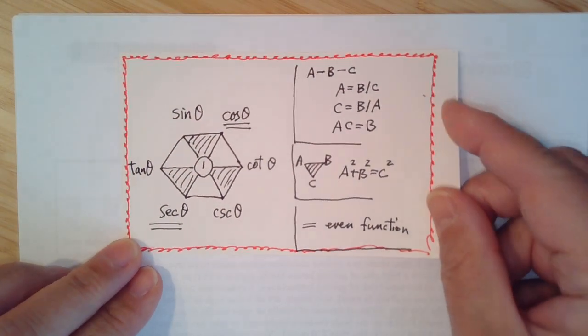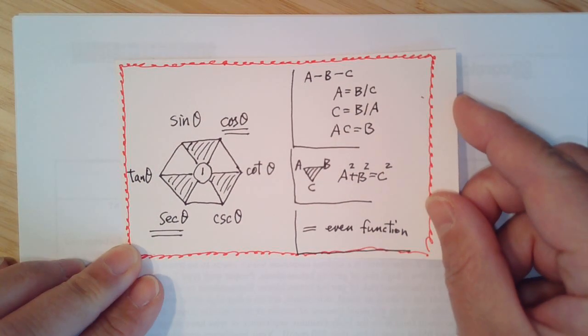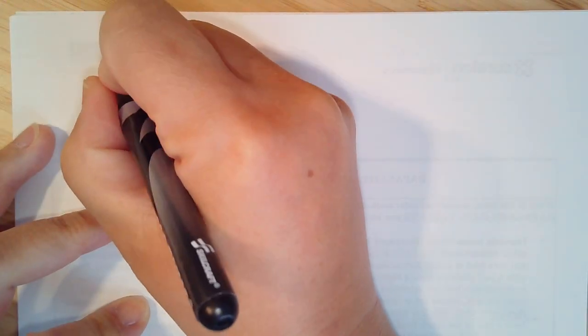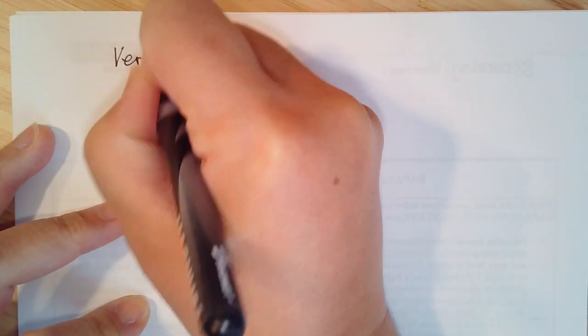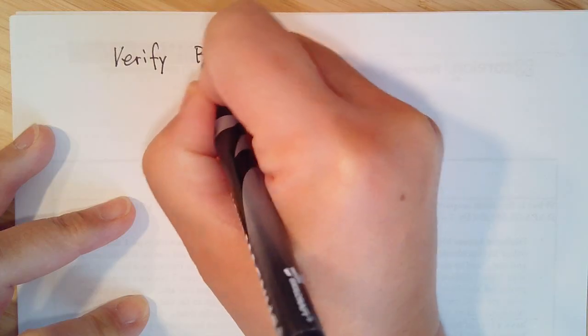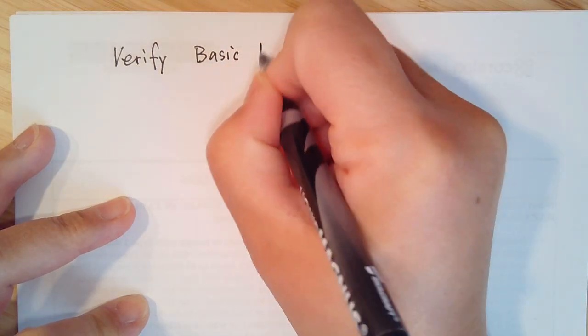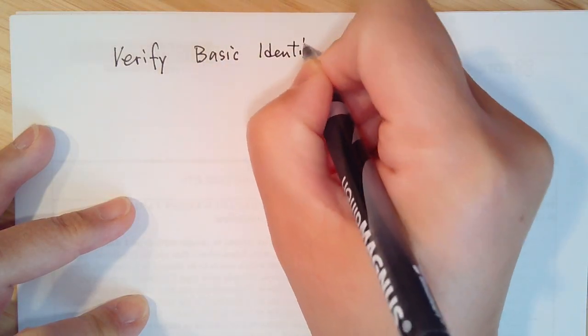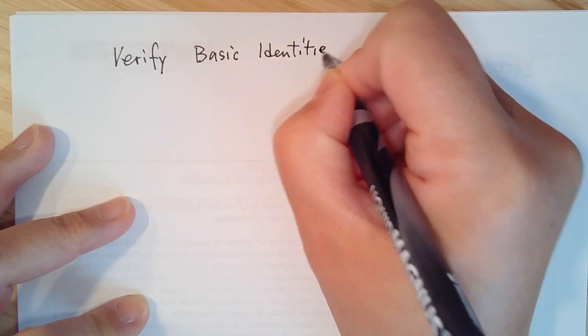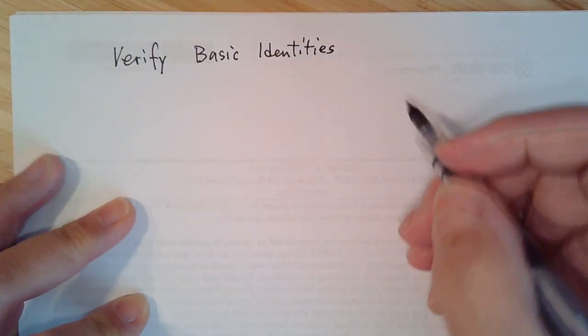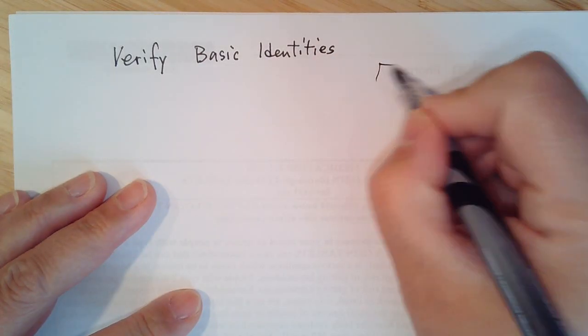In the previous video, I showed you this magic hexagon that shows all the basic trigonometric identities. And in this class, we're going to do the next job. We're going to use that to verify basic identities.